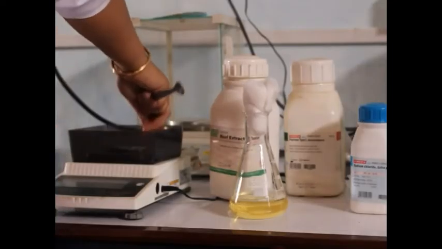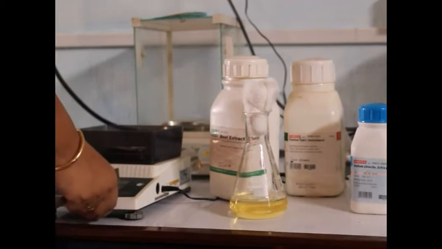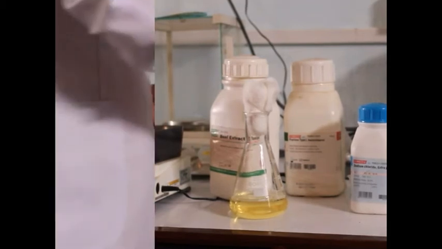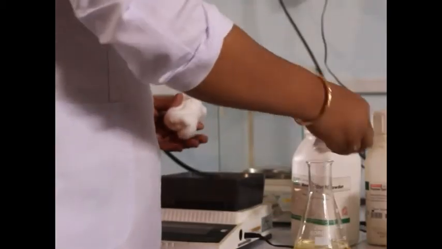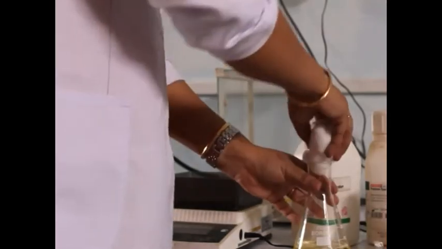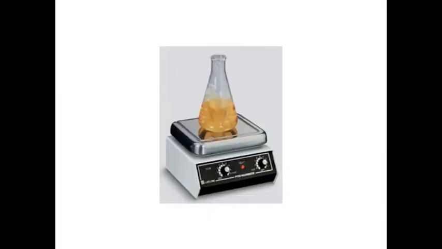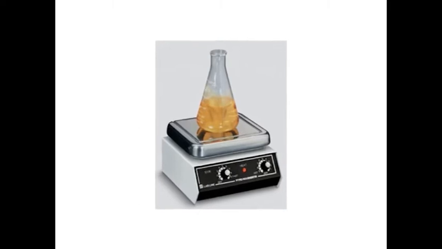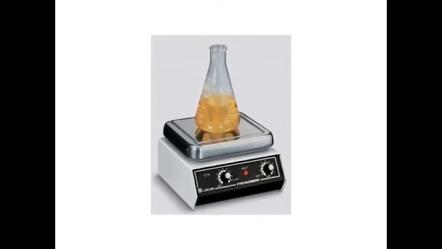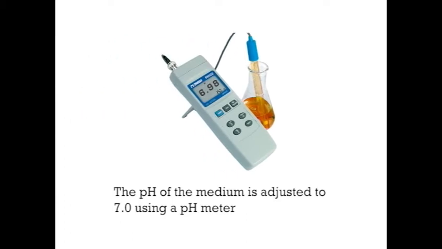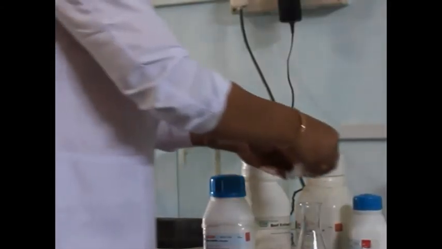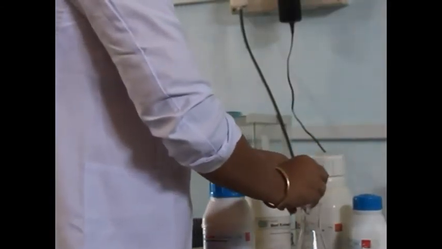In the procedure, weighed amounts of peptone, beef extract, and sodium chloride are added to the conical flask that contains 100 ml of distilled water. Then the flask is heated with agitation to dissolve the constituents. Further, the pH of the medium is adjusted to 7 using a pH meter. Finally, a weighed amount of agar is added to the flask.